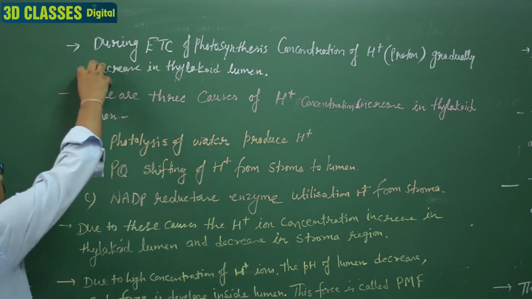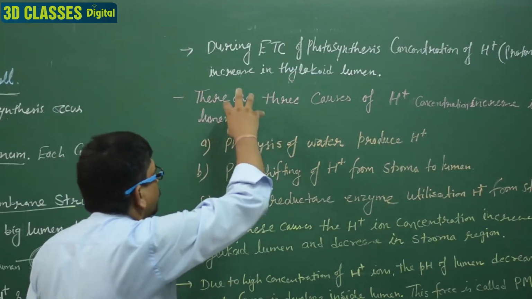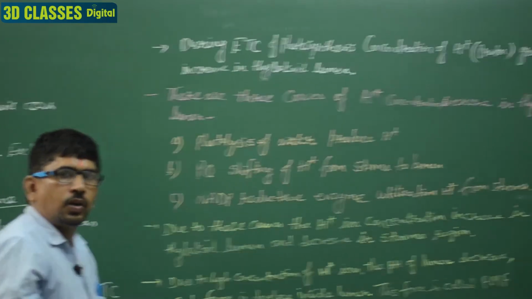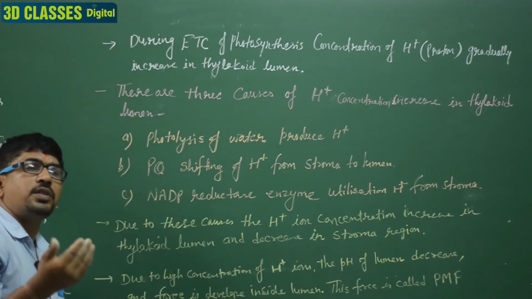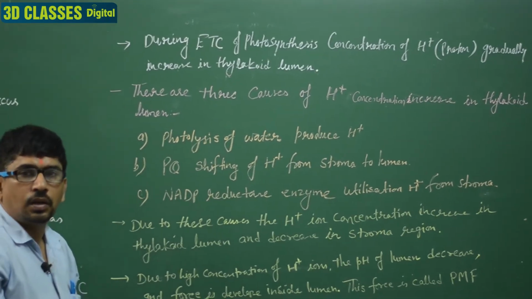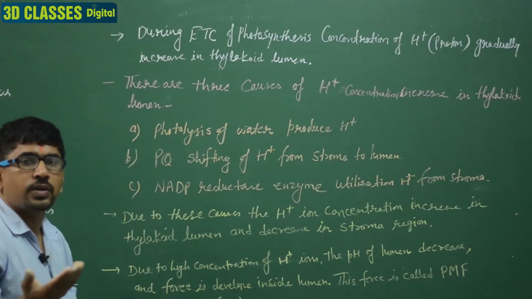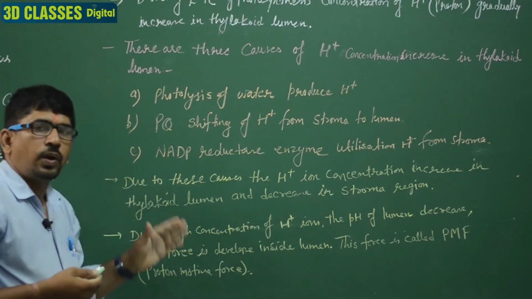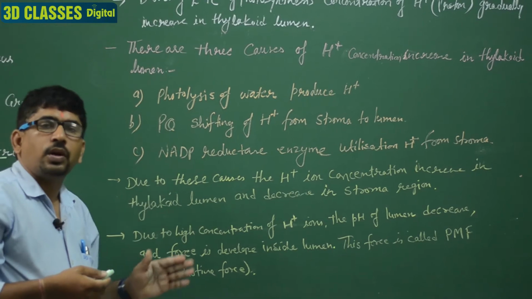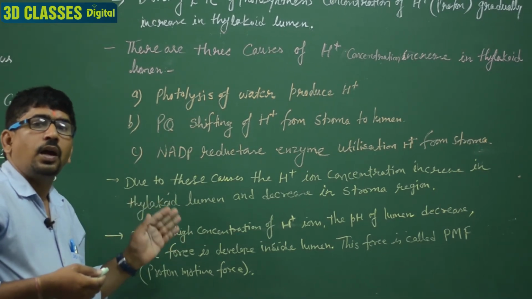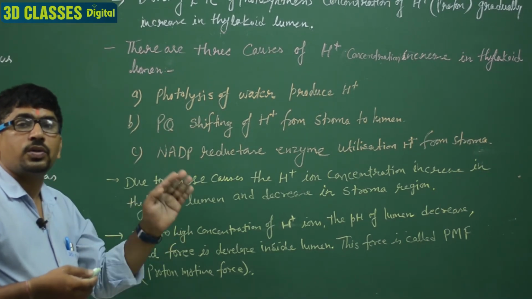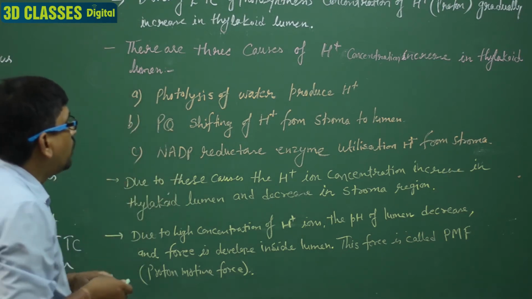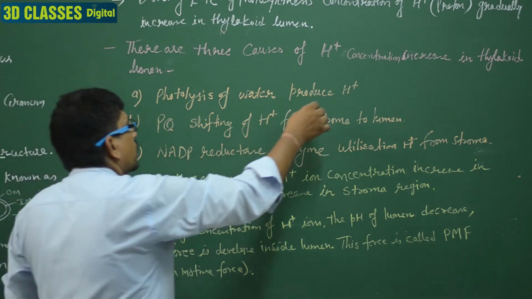So there are three main reasons for the enhancement of protons inside the thylakoid lumen and the deficiency outside the lumen, in the stroma region. Clear? The first one is the photolysis of water, which produces H plus.